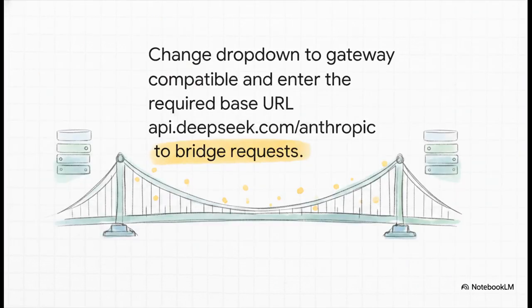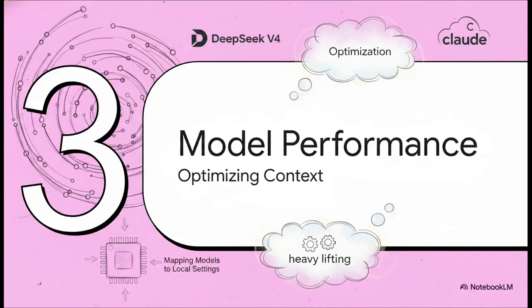Once you're in that Settings window, you're going to change the drop-down to Gateway Compatible. Now here's the magic bridge. You must import this exact base URL, api.deepseek.com/anthropic. Just paste your newly generated API key right below it. That URL is the vital translation layer making all of this happen. Which brings us to Section 3, Model Performance and Context.